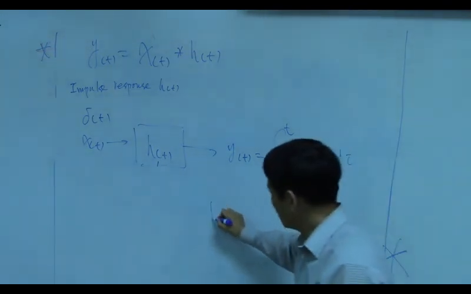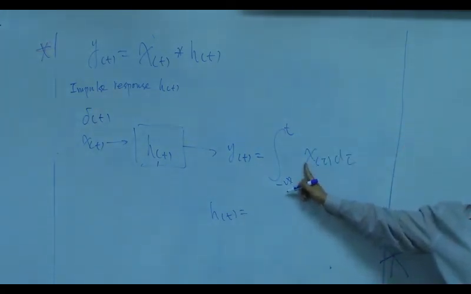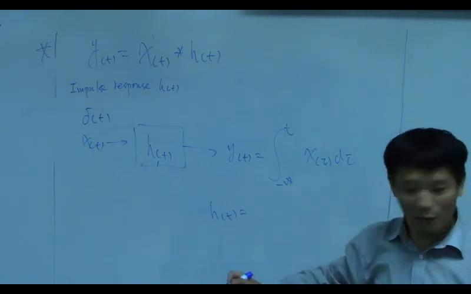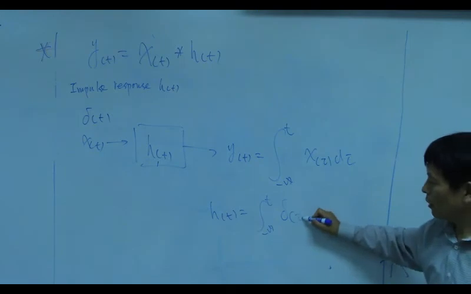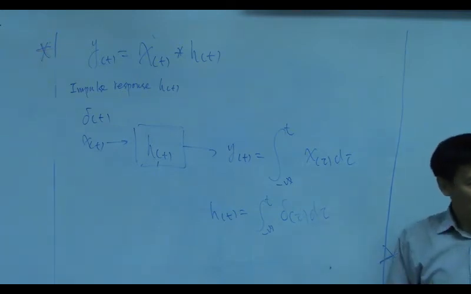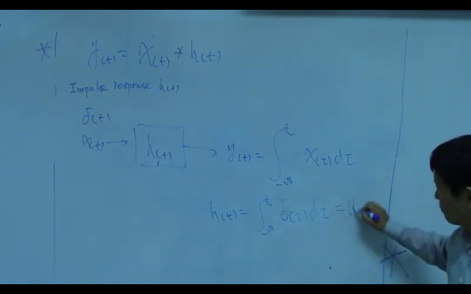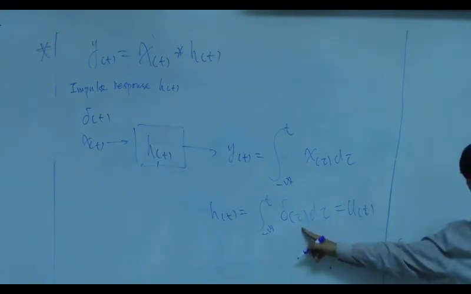Okay, so h(t) will be equal to, we just replace this x with the impulse, right? That is the idea. So the integral from negative infinity to t of the impulse d tau. What is the integration of the impulse? Unit step. Unit step, perfect. Half point. We discussed this, right? Integration gets unit step.